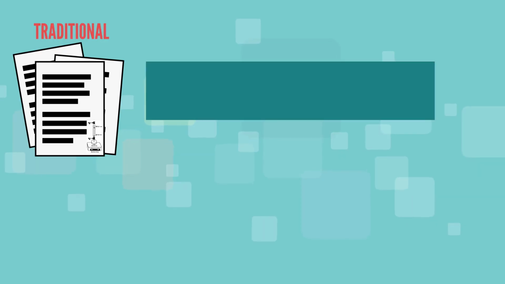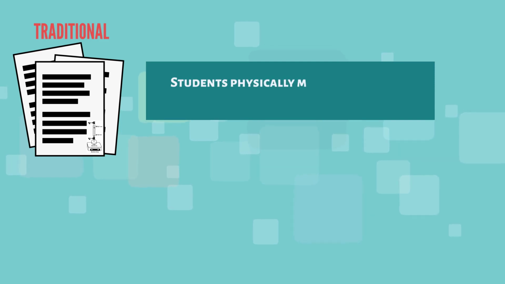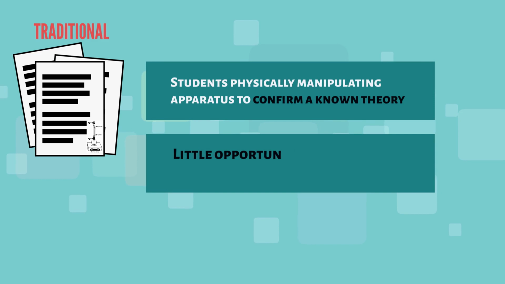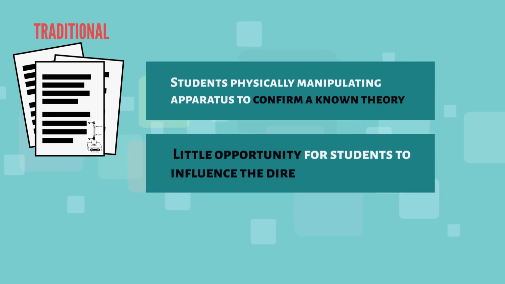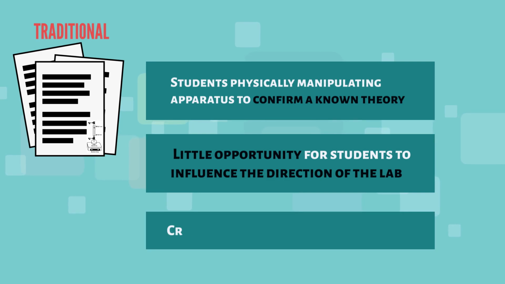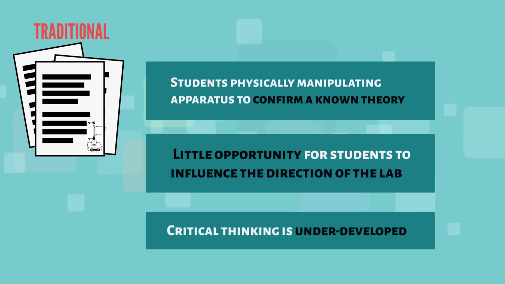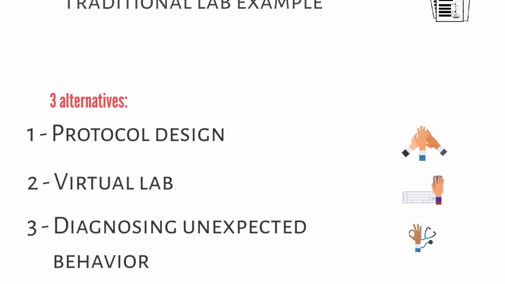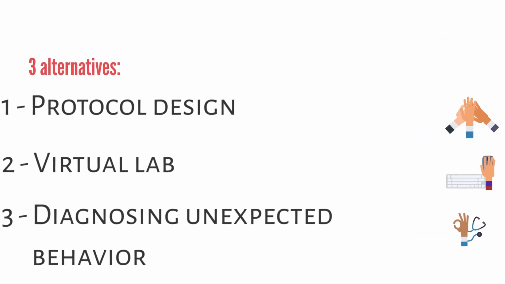This organization emphasizes students physically manipulating apparatus to confirm a known theory. There is little opportunity for students to influence the direction of the lab or practice their scientific decision making. By limiting student opportunity for exploration, critical thinking is underdeveloped. Now we'll look at three ways to adapt this lab for remote delivery while also developing student inquiry skills.